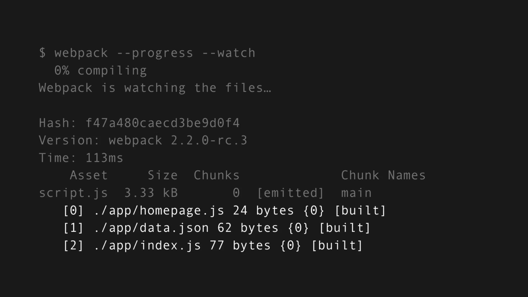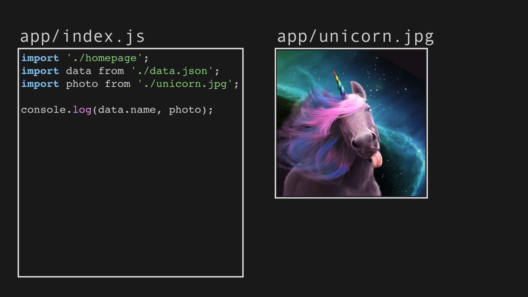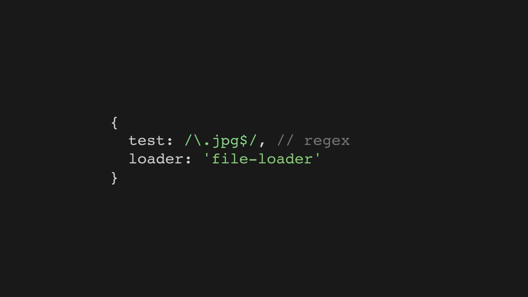Okay, so let's add something more complicated, like an image. We have here a unicorn.jpg image, which we require, or import, in our JS. And when we console log it, we expect to see the file name of that image. Now, the file name will change a bit, and I'll explain why in just a few slides. So what do we use? We use file loader. The file loader tests for all the JPEG files and requires them, and that's it.